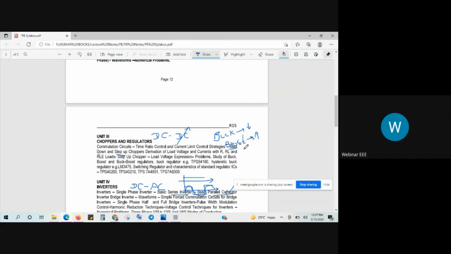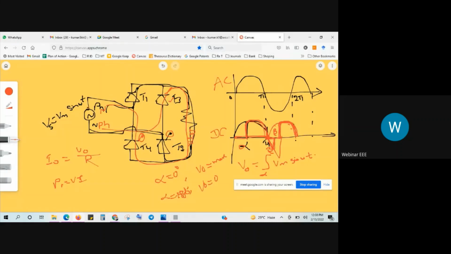Sometimes we require both step down and step up. So at that time we'll go for the buck-boost converter. So next class we'll discuss about this converter and we'll solve some numerical problems in terms of GATE pointers. Thank you.